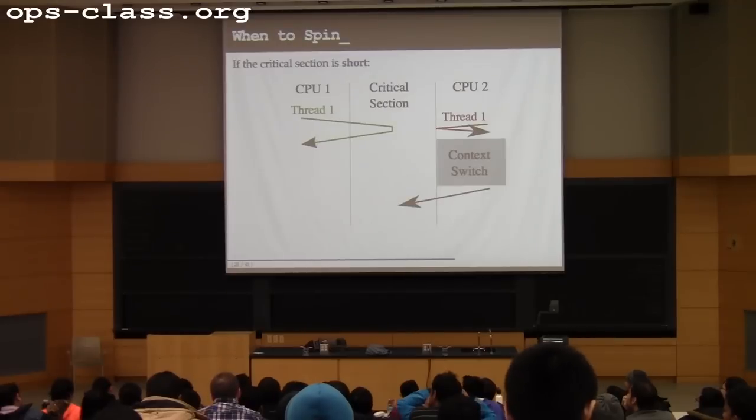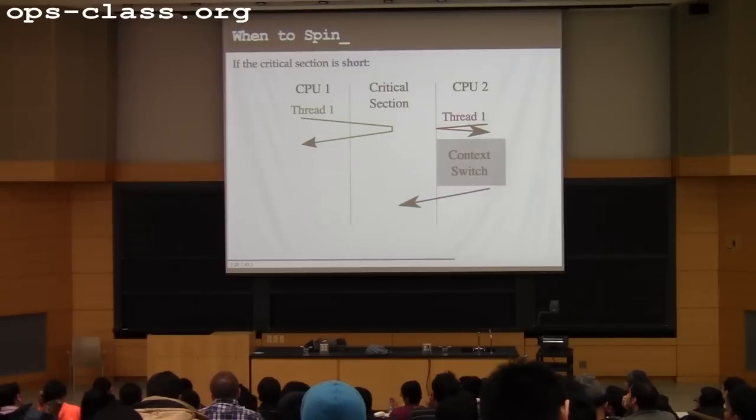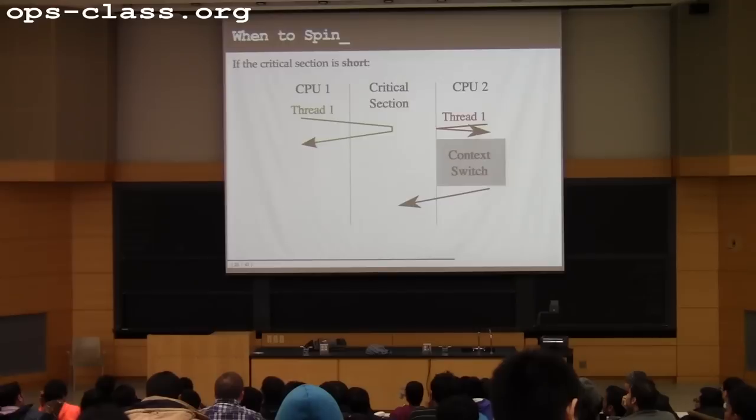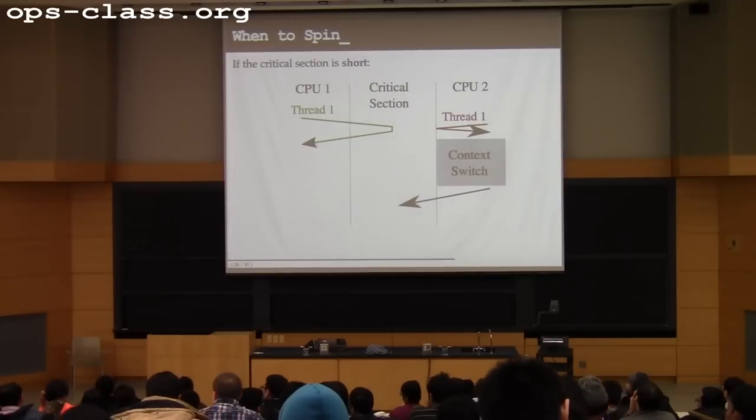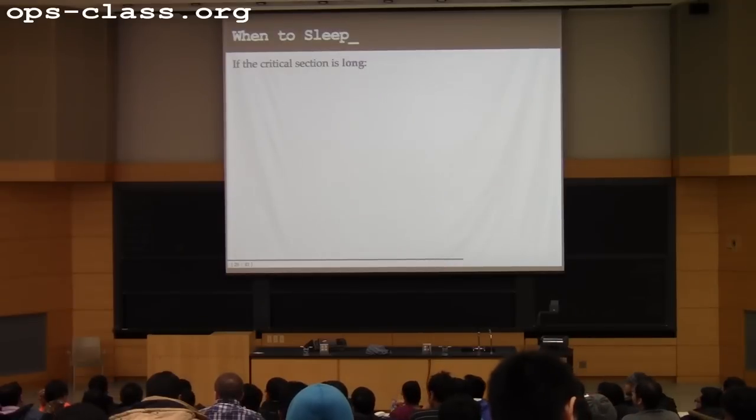And by the time it wakes up, thread one is long gone. Sorry, the green thread is long gone. It's exited the critical section a long time ago. So here it would have been a better idea to spin, right? Because I would have acquired the lock right here, right? And the amount of time I wasted spinning would actually be smaller than the amount of time it took the system to put me to sleep and wake me up again later, okay?